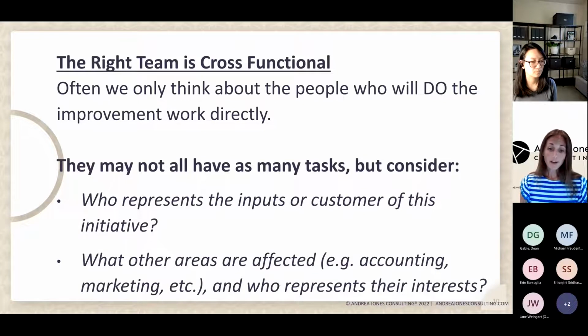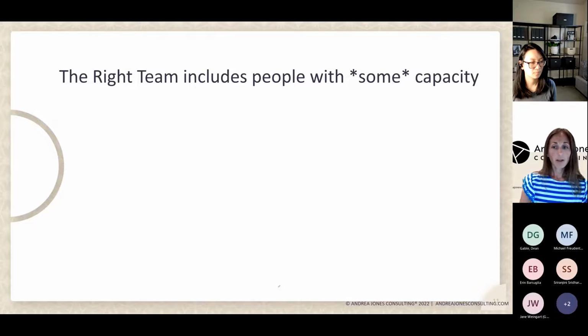And then what other areas might be affected, right? So in the information security example, again, accounting could be affected. Maybe it's financial information that's been breached or could be breached, or marketing because they're collecting information about people from websites. So who's representing those interests, those other groups that could be affected? So think about assembling the right team, and we'll talk more about the mechanics a little later.